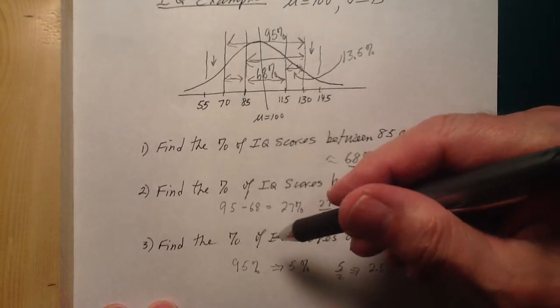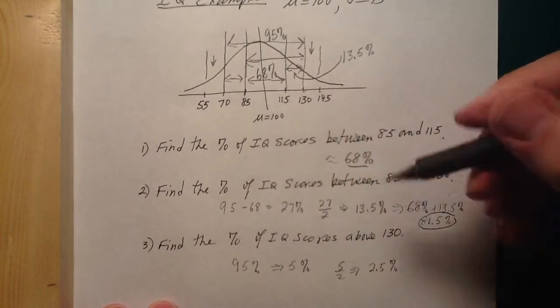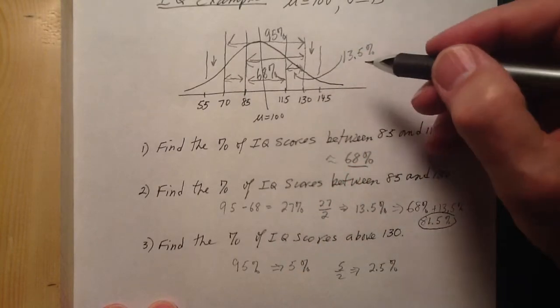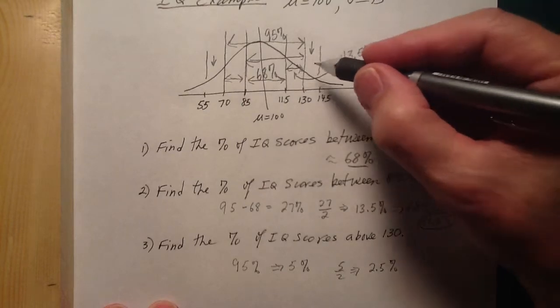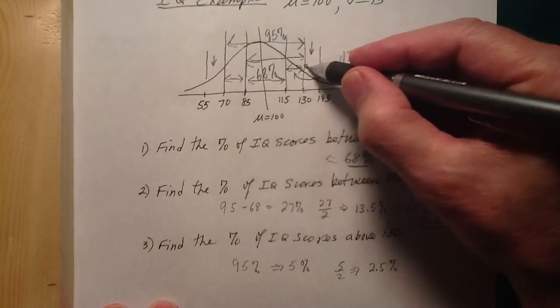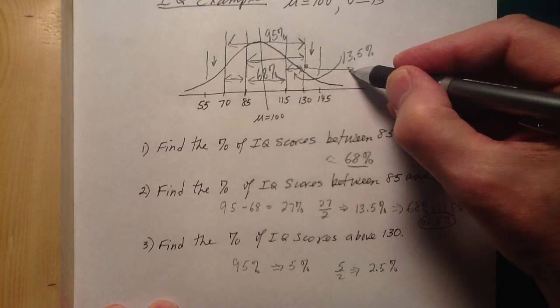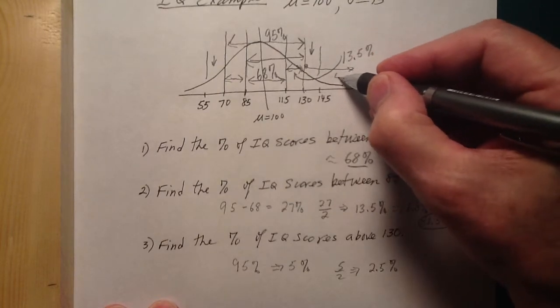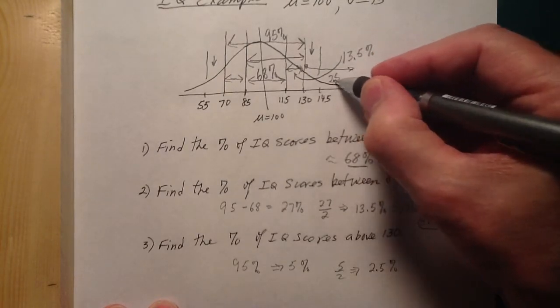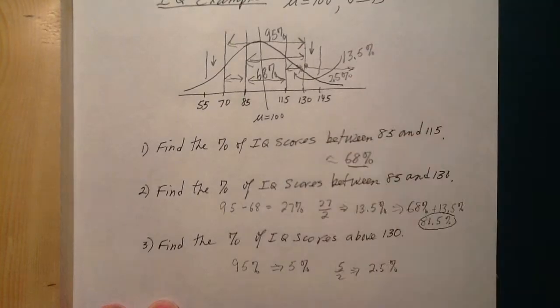Now this says to find the percent of IQ scores above 130, and basically we've got almost all the percentages included here. So above 130 would be 2.5%.